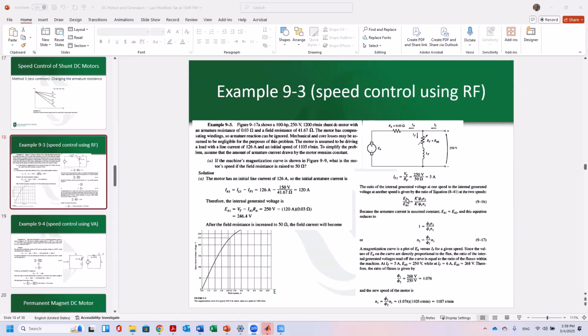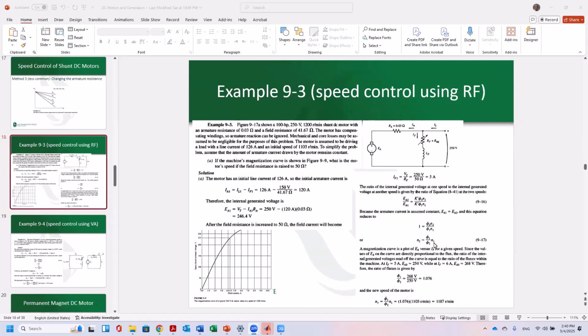Since this equation should hold at all times, we can conclude that EA2 over EA1 should be equal to K prime phi 2 N2 over K prime phi 1 N1. The K primes are constant, so they cancel each other out. Since EA1 is equal to EA2, because IA is constant based on the problem statement, we conclude that 1 equals phi 2 N2 over phi 1 N1. From here, we can find N2, the speed of the motor in the second condition when the field resistance is 50 ohms, to be phi 1 over phi 2 times N1.